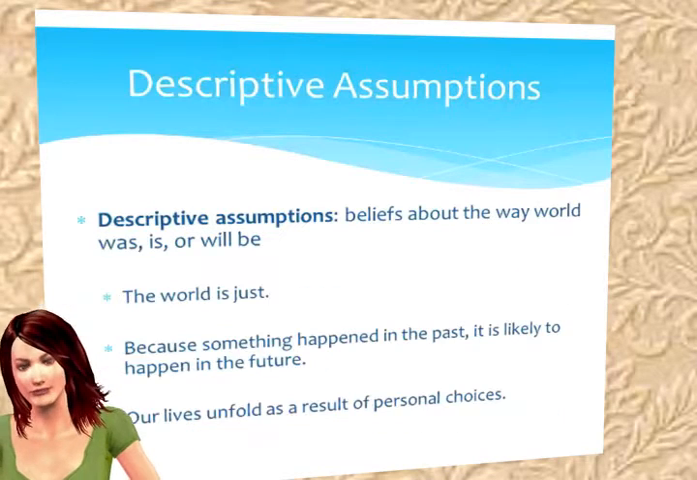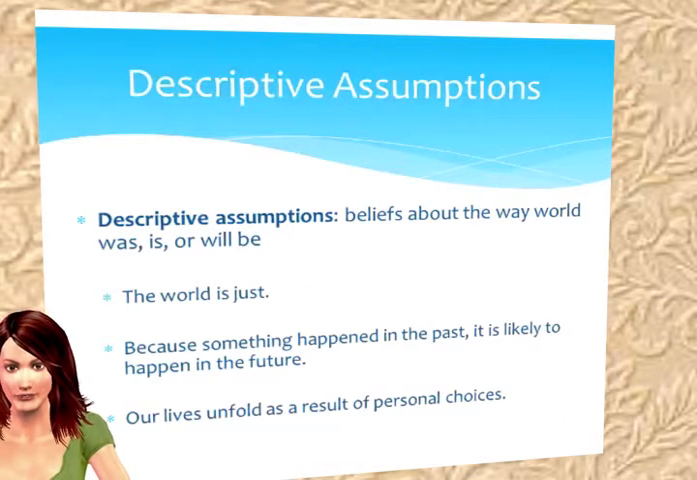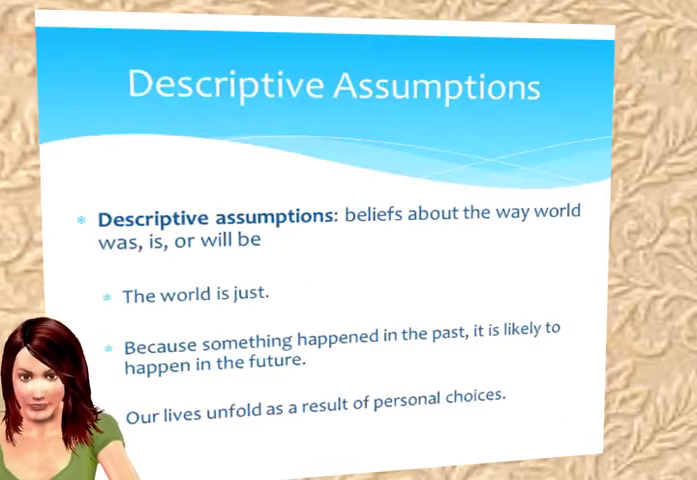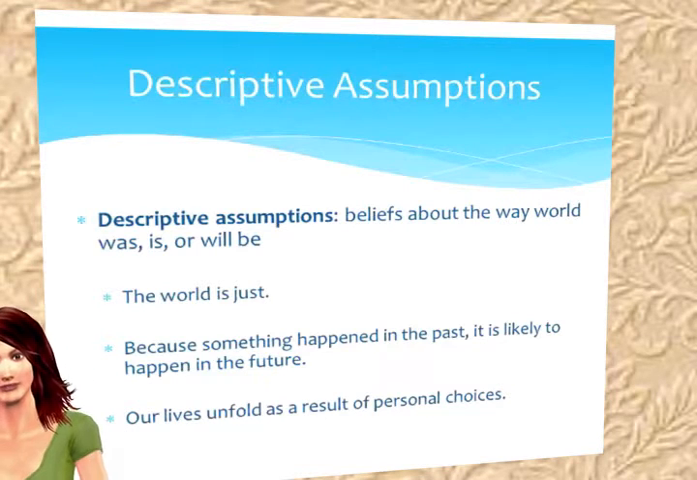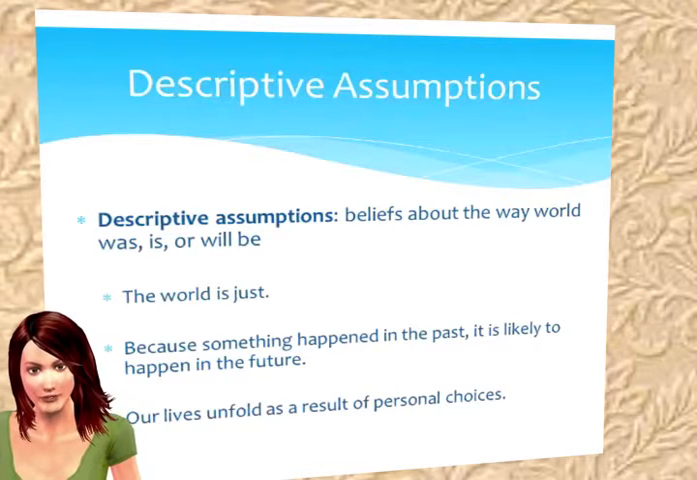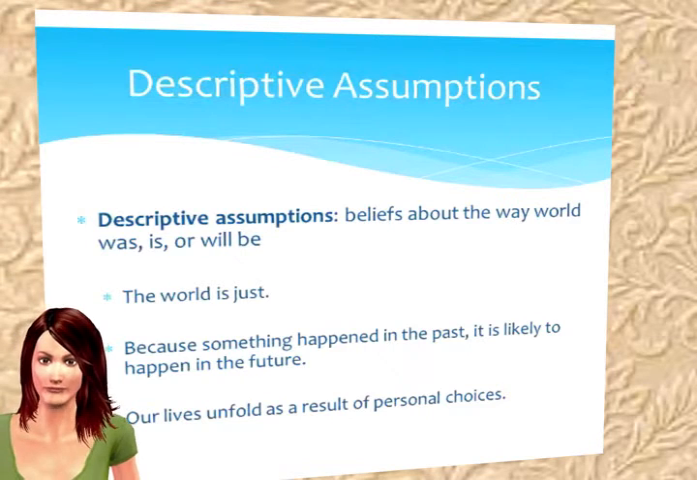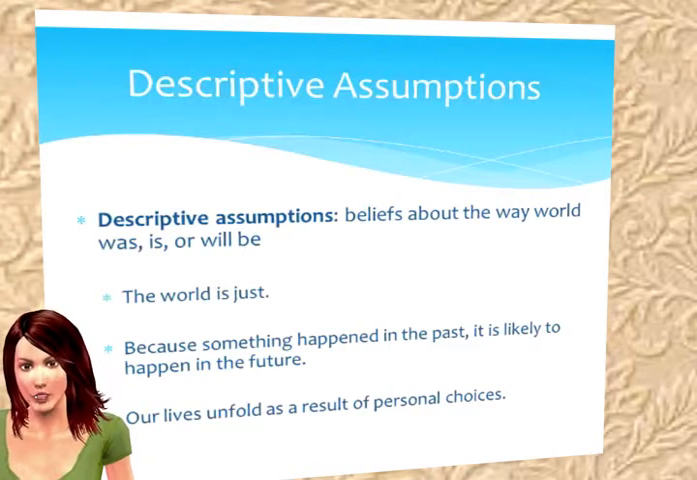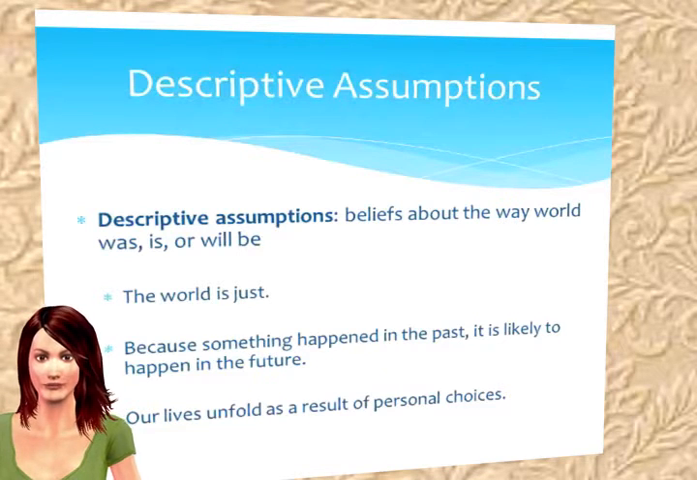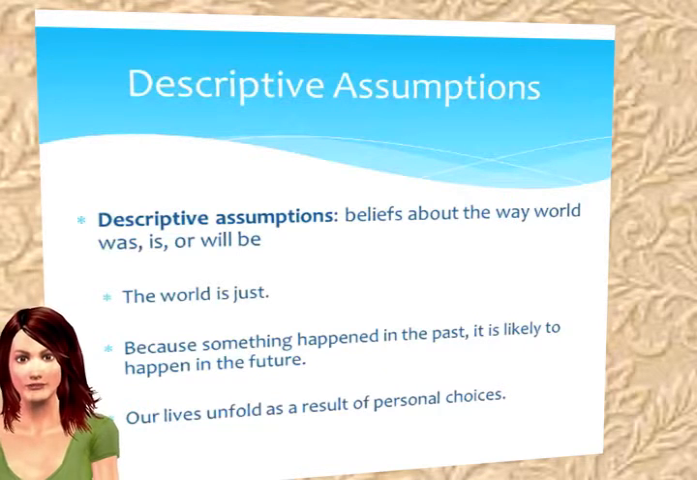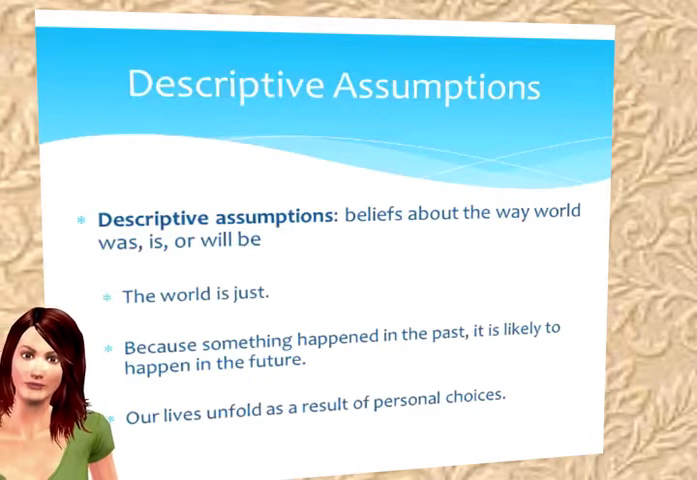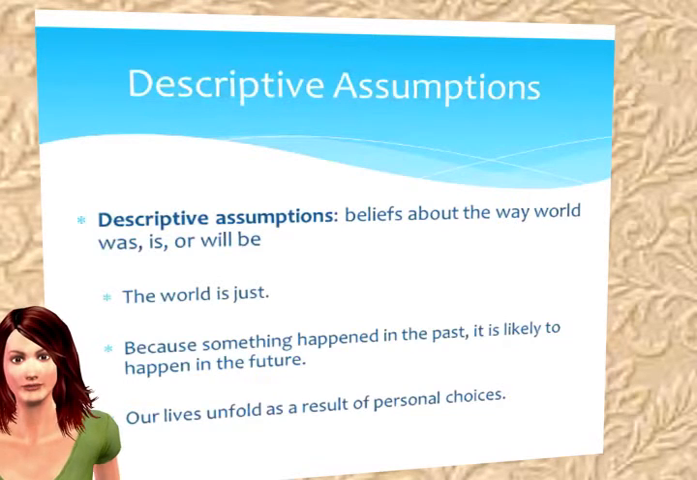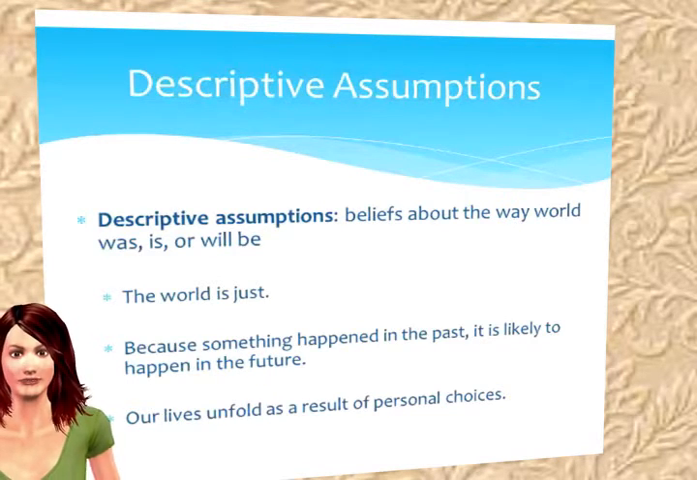So in addition to value assumptions, we also have descriptive assumptions. So descriptive assumptions are beliefs about the way the world was, is, or will be. So value assumptions is about how the world should be. Descriptive assumptions, how the world actually is. So some common descriptive assumptions that Brown and Keeley offer us: the world is just, the world is fair. We like to believe that's true, don't we?